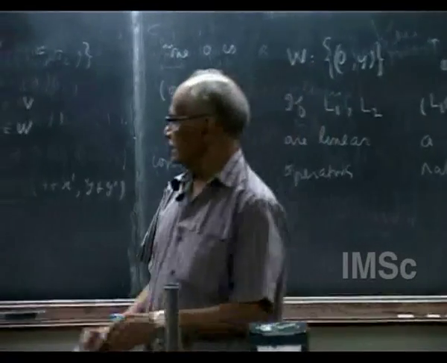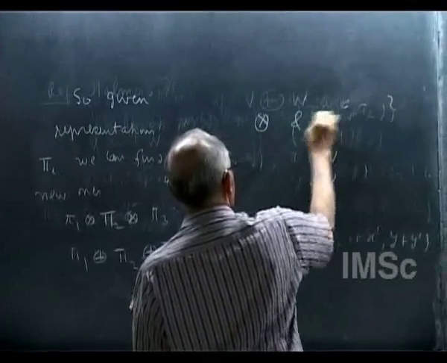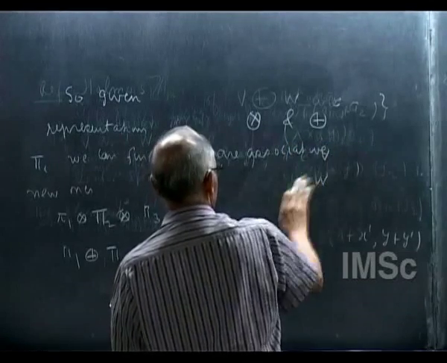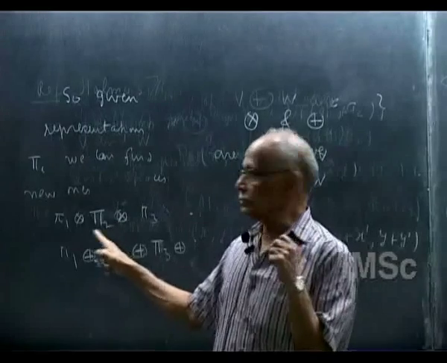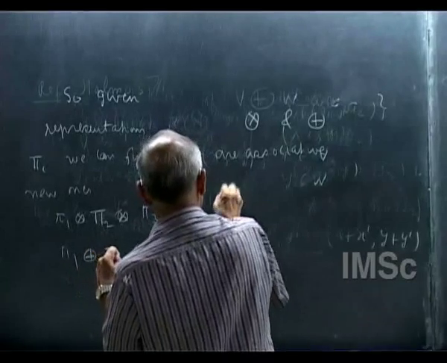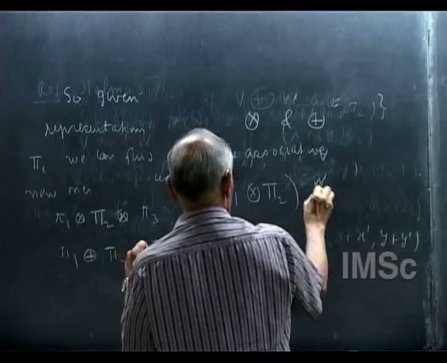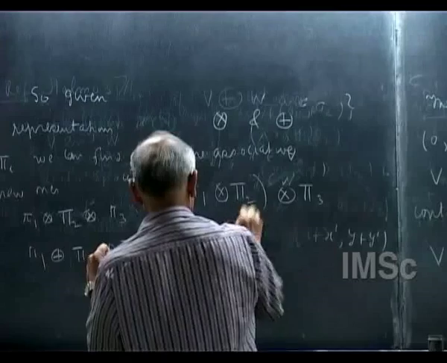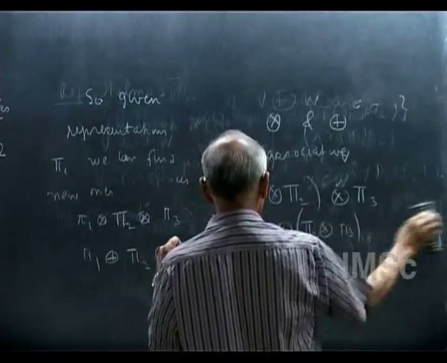By the way, you can check that the cross and plus are associative. You understand what I mean? I discussed two of them, but how do I know that if I do this first and then put that, that is, pi 1 cross pi 2 cross pi 3 is equal to pi 1 cross pi 2 cross pi 3 with either grouping? It's very easy to prove, same for plus.